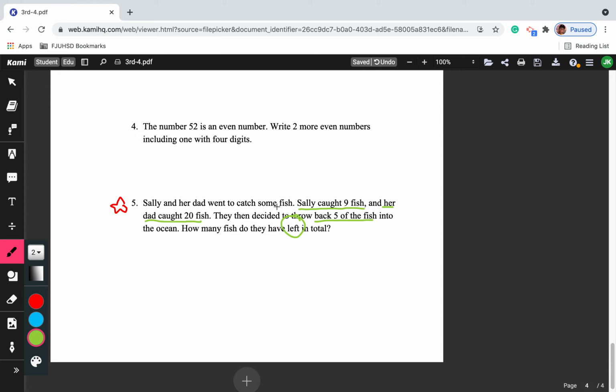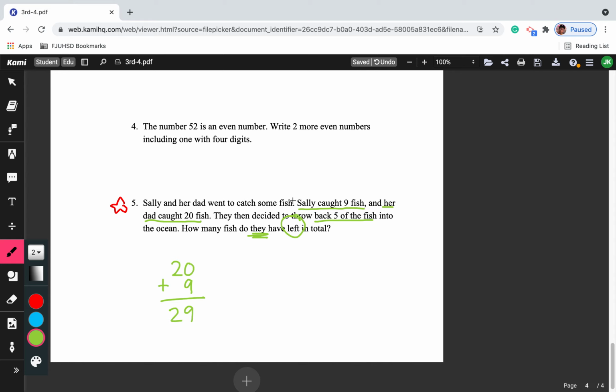So what we're looking for is how many they have left. They means Sally and her dad. So we know Sally caught 9 and her dad caught 20. So 9 plus 20. If we add those together, let me do it in an organized way, that's 29 fish, right? So we're done.